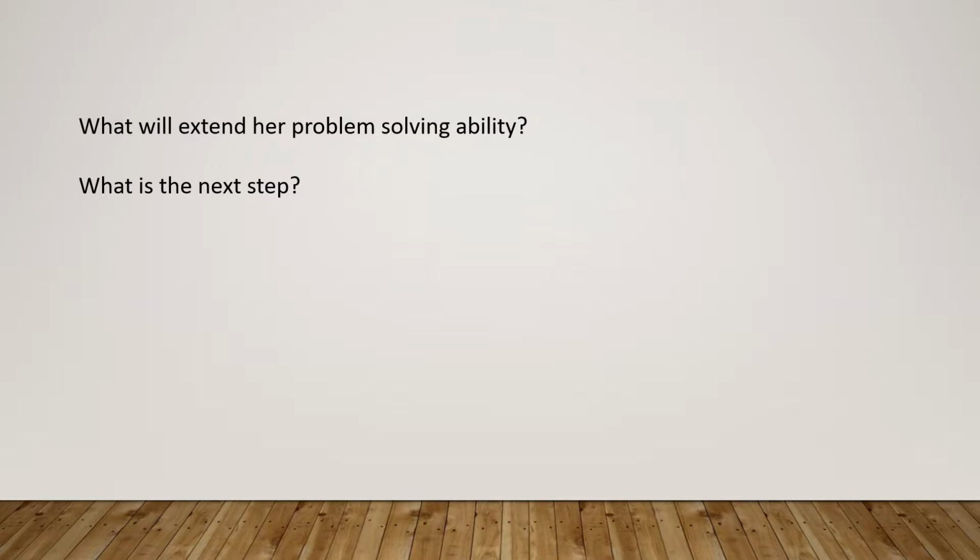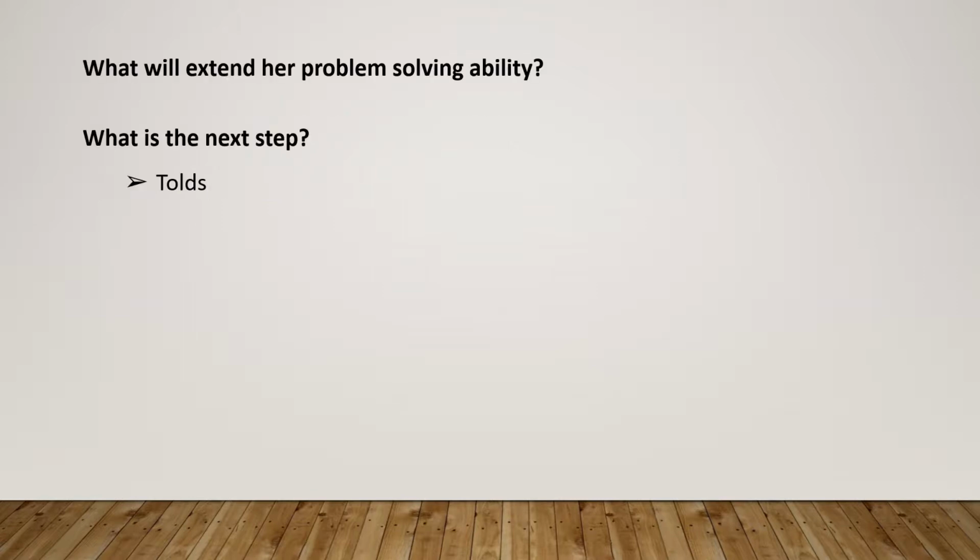So what I want you to do, well, we pretty well talked about this. What will extend her problem-solving ability, and what is the next step? What will extend her problem-solving ability would be, I would look at the toads. I would also look at a lot of high-frequency words that she missed, or she was slow articulating. Like the word Sam, she should have gotten Sam a lot quicker. But there were some words that she did not know that she really should have known as high-frequency words.